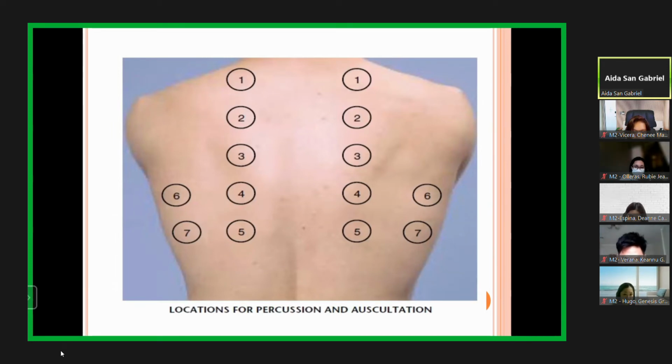Sometimes or oftentimes clinicians forget to auscultate or percuss the lateral sides, the sides of the chest. Oftentimes, this is forgotten here.